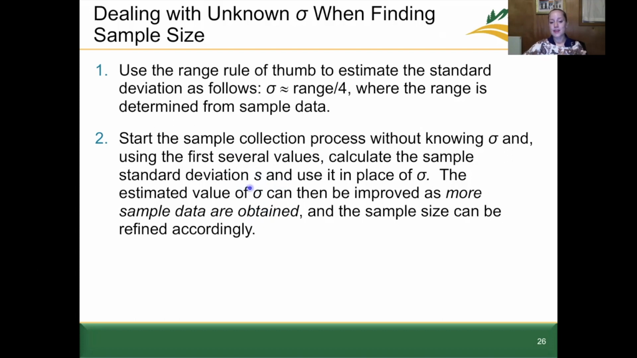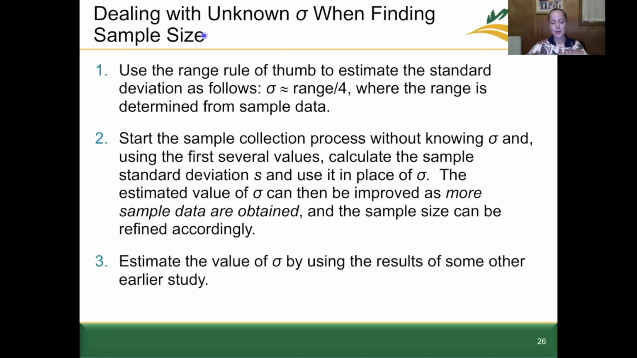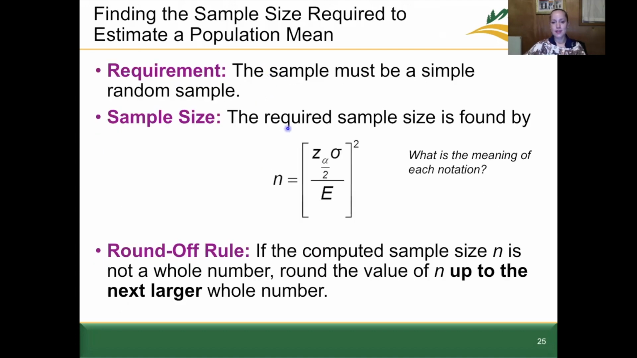Again, why we need sigma, our population standard deviation, is because it's in our formula to find n, the sample size. Or number 3 here, we can estimate the value of sigma, the population standard deviation, by using the results of some other earlier study. Either way, though, we need some estimated value of sigma. Just to remind you again of this formula, we need to plug in some value here in order to estimate our sample size required to estimate a population mean. So we need sigma in order to get n here when n is unknown.